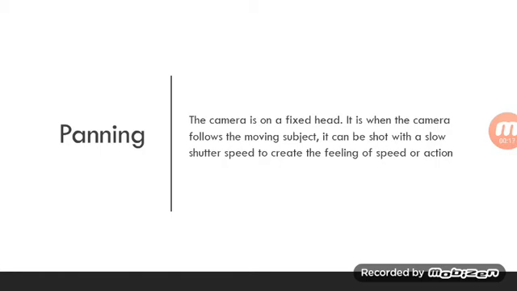Panning is when the camera is on a fixed head. It is when the camera is following the moving subject. For example, the camera starts at a fixed position, then it horizontally turns slowly round, and it can be shot with a slow shutter speed to create a feeling of speed or action. Here's an example. This is just a basic example of what a panning shot is.